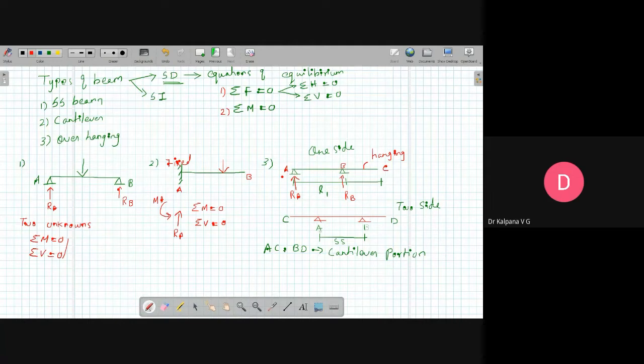Whereas in the double side overhanging beam also, we'll be having RA and RB. In both the cases, the unknowns are RA, RB, two unknowns. Hence, we can solve this using sigma M equal to 0, sigma V equal to 0. Hence, this overhanging beam also comes under statically determinate beam.